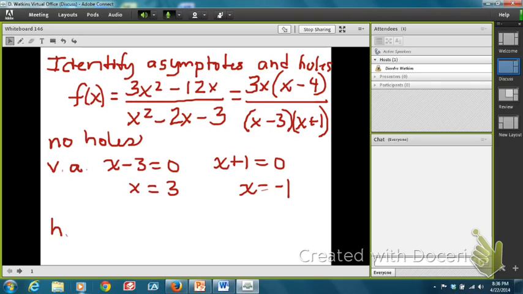The third thing would be the horizontal asymptote. With the horizontal asymptote, you want to check the degrees of both the numerator and the denominator. So the degree of the numerator is 2.